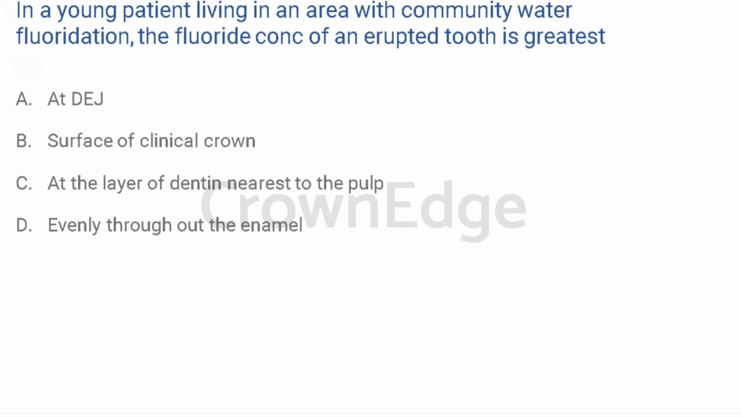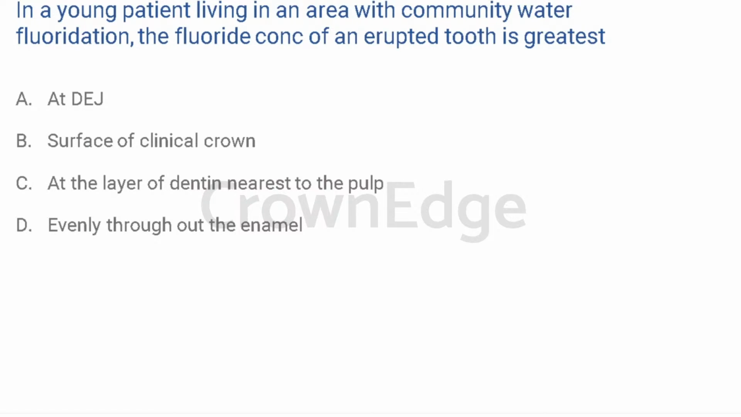So this is the last question of the day. In a young patient living in an area with community water fluoridation, the fluoride concentration of an erupted tooth, talking about an erupted tooth, is greatest: A, at the DEJ, B, surface of the clinical crown, C, at the layer of the dentine nearest to the pulp, D, evenly throughout the enamel.